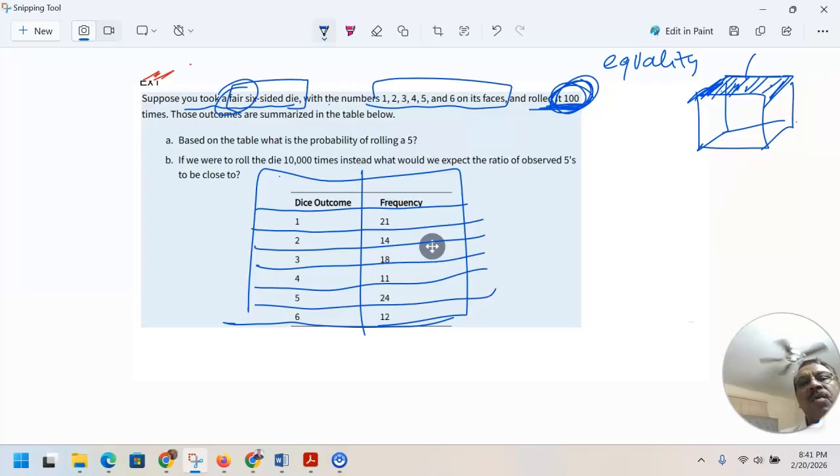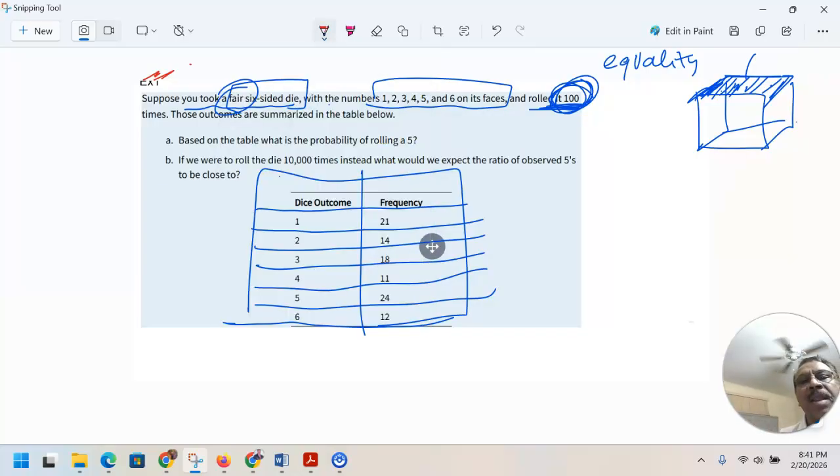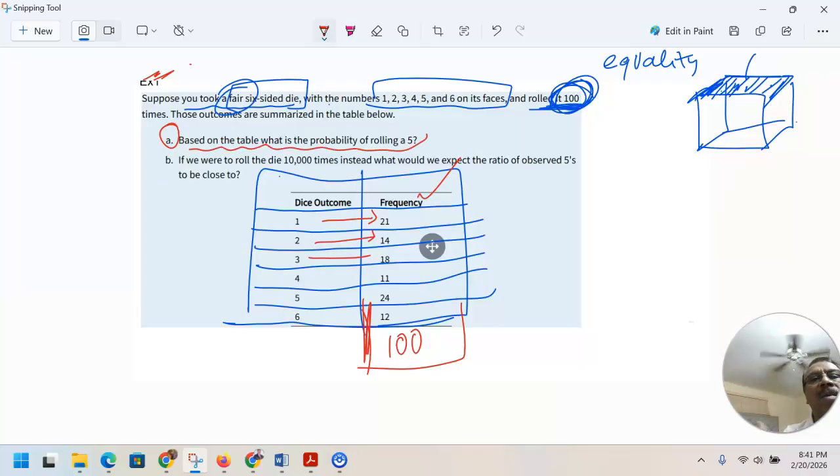And the second column shows you how many times out of 100. So the total is 100. This frequency basically means how many times. What this means is the number one shows up 21 times, number two showed up 14 times, like that. So the first question is asking, based on the table, what is the probability of rolling a die, rolling a 5?